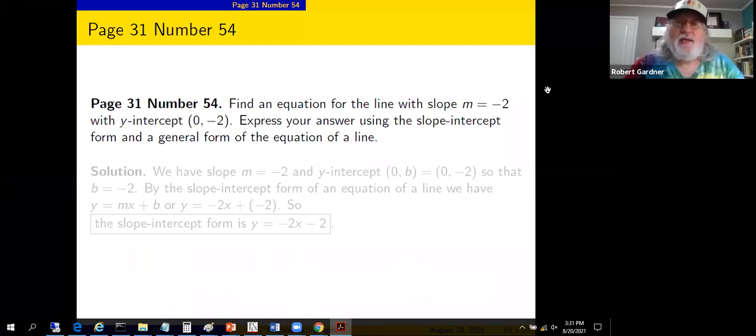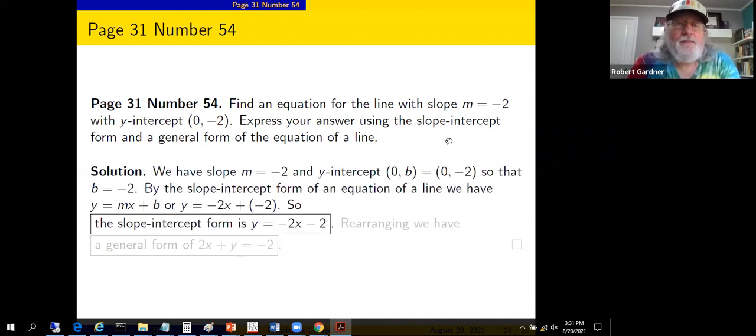Number 54 says, find an equation for the line with slope m equals -2 and y-intercept 0, -2. Express your answer using the slope-intercept form, smiley emoji, and the general form, frustration emoji, of the equation of a line. So I like the first one. Well, I can easily convert the first one into the second one. So it's not a big deal, but I like slope-intercept form. The instructions in the book want the general form as well.